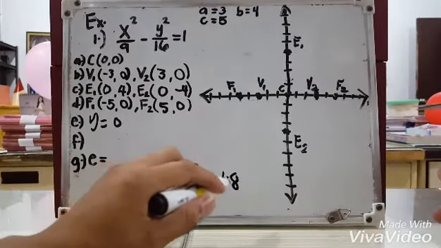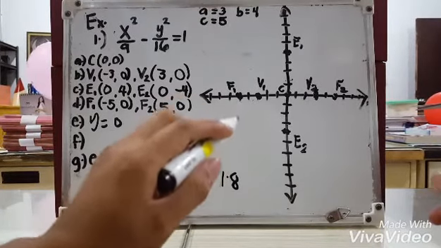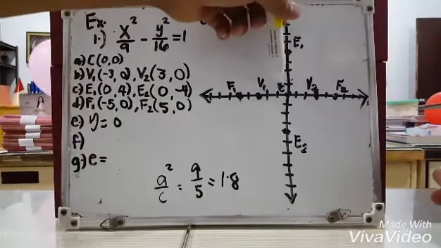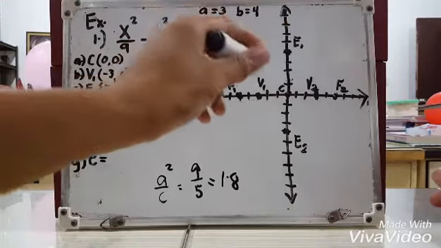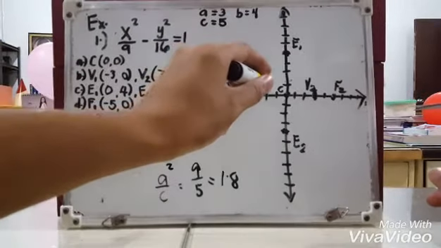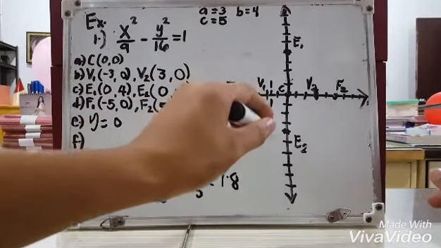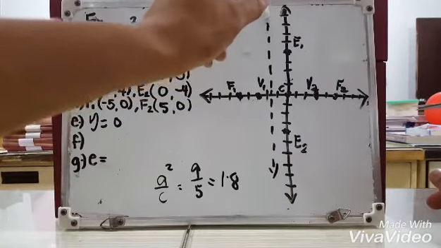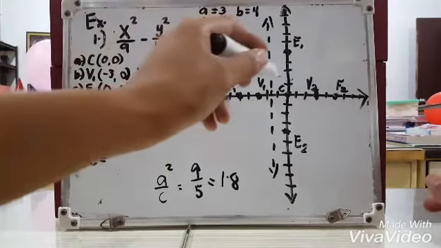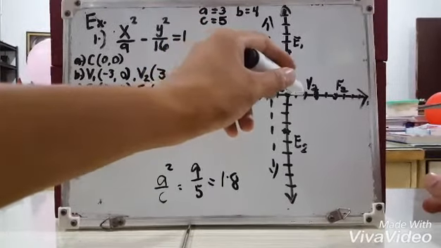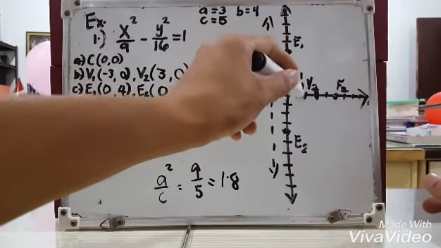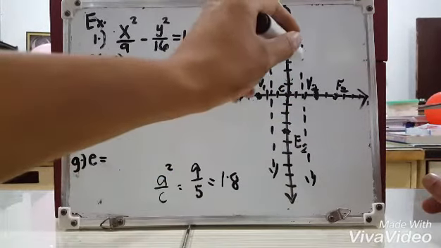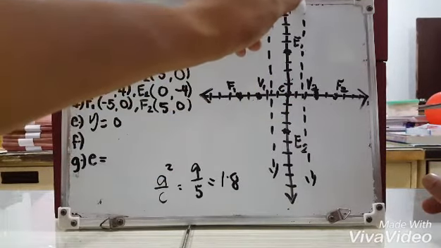So I'll move 1.8 units from the center going to the left and to the right side. So we have 1 here and then 0.8. So from 1.8, I'll make a line. So this is now one of the directrices. The other one is on the right side. So 1.8. So this line is now the directrix class, one of the directrices.